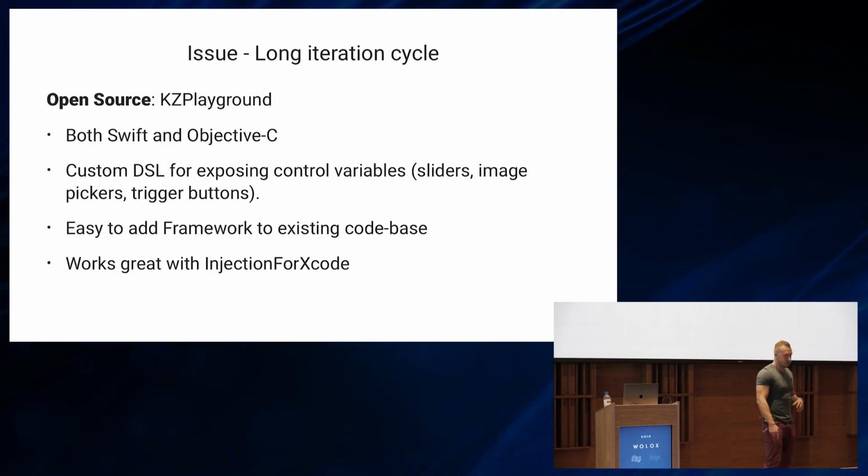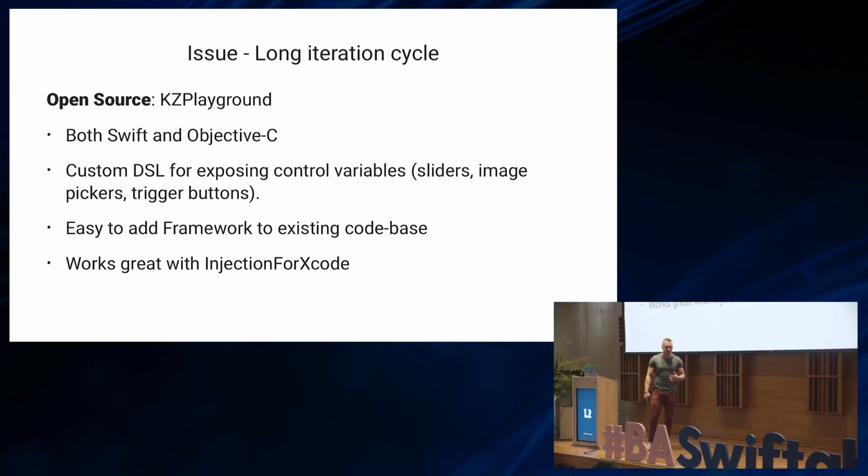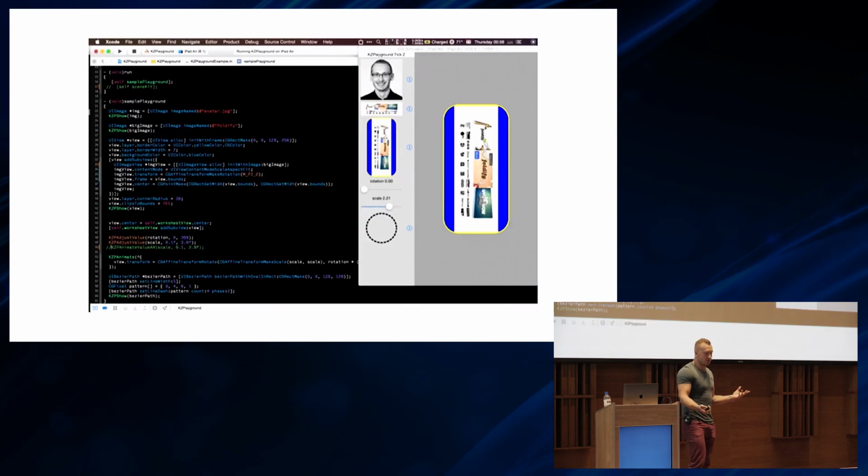And on top of that, I built a tool a couple of years back called KZ Playground, which also works in Swift and Objective-C. It has a custom DSL for exposing control variables, so rather than having a number in code, you can expose a slider that you can adjust, and you can have an image picker and a lot of other stuff. And this is very simple to integrate. It's just a framework you add to your project, and it works great with Injection for Xcode. And this is how it looks.